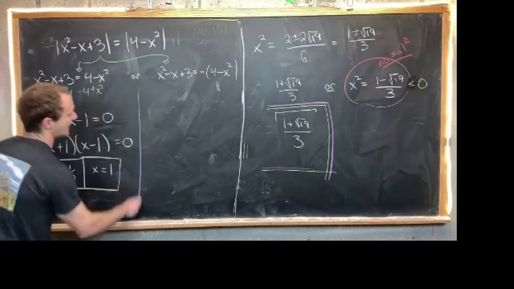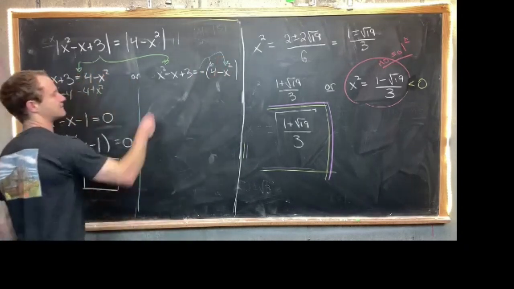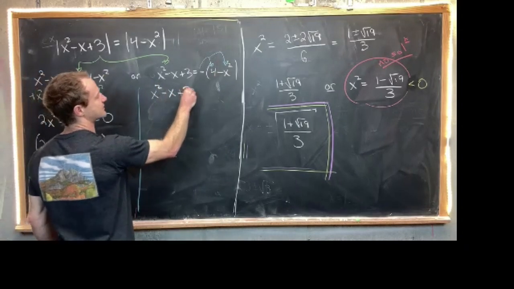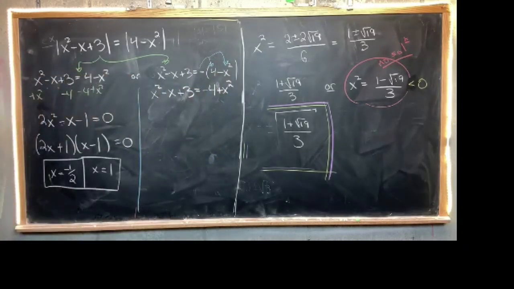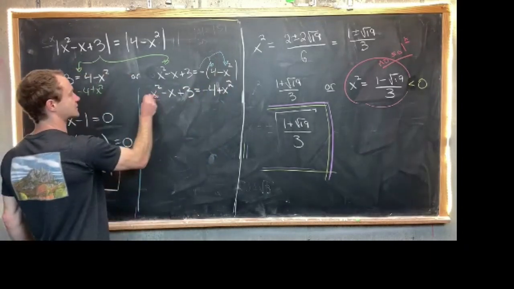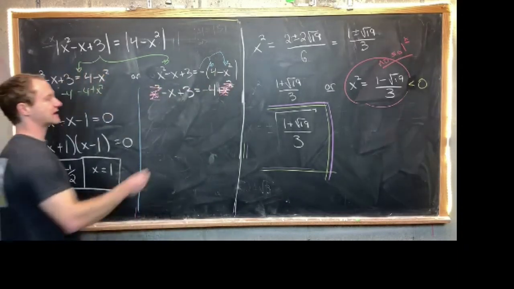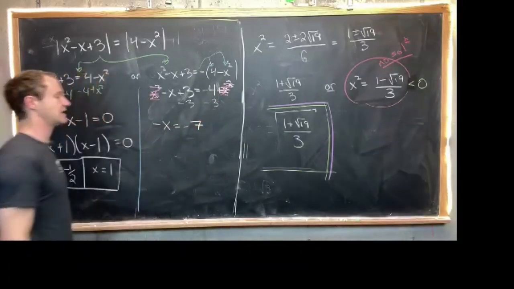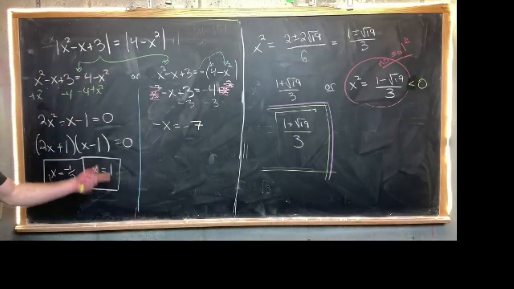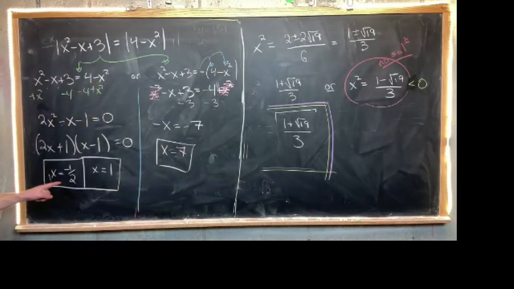Now next, let's expand this right-hand side. That's going to leave us with x squared minus x plus 3 equals -4 plus x squared. Now notice that we have got an x squared on both sides of the equation. Those just cancel. And then we can subtract 3 from both sides of the equation. That gives us -x equals -7. But then changing the sign, we get x equals 7. So in this case, we get 3 solutions, -1/2, 1, and 7.